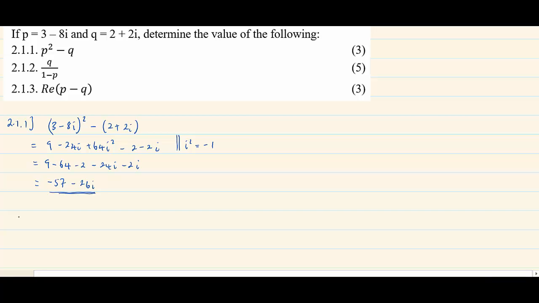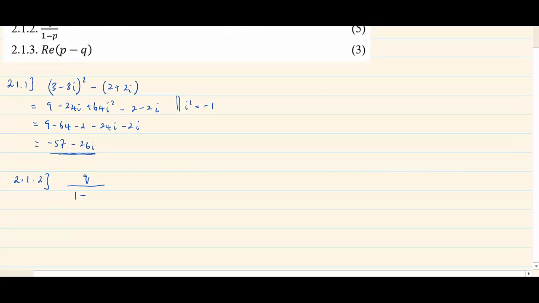The second part of the question requires us to divide these two complex numbers. So you've got q divided by 1 minus p, and this here, when we substitute, is going to give us 2 plus 2i, and that's divided by 1 minus what is your p? Your p is 3 minus 8i. And then we're going to simplify that the normal way, so that'll be 2 plus 2i, and 1 minus 3 is minus 2, and that's going to be plus 8i.